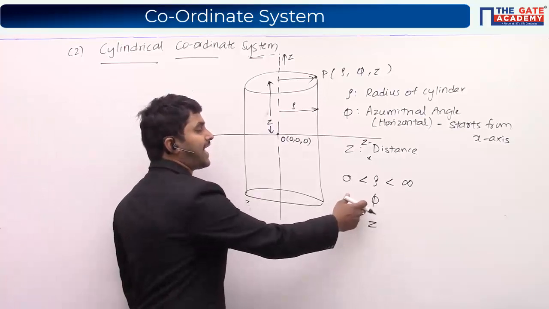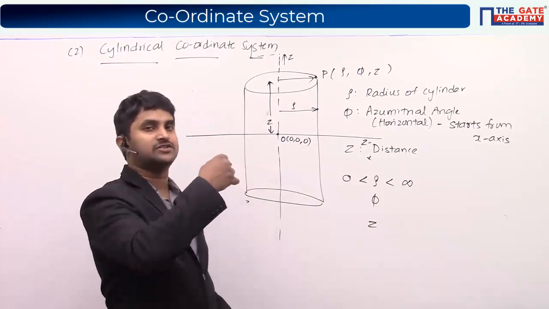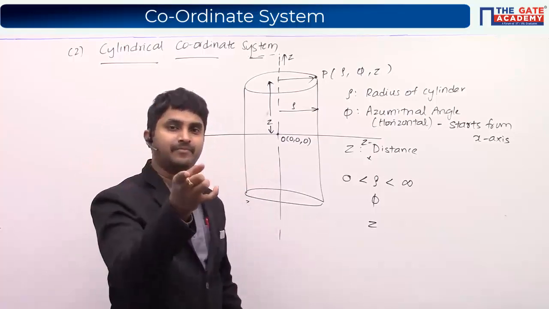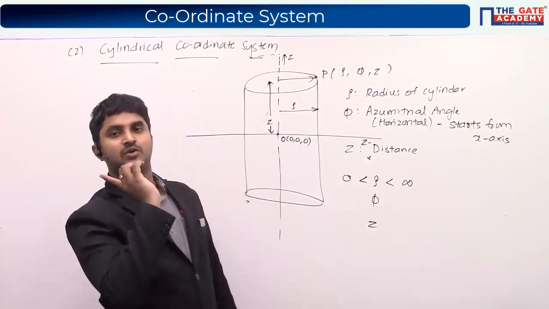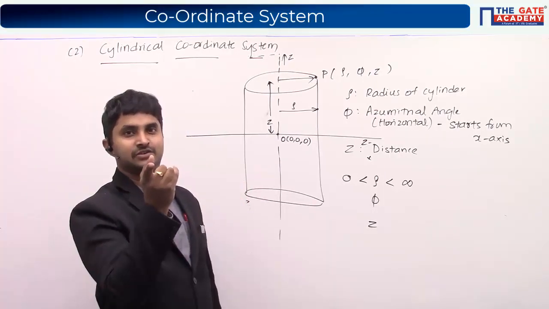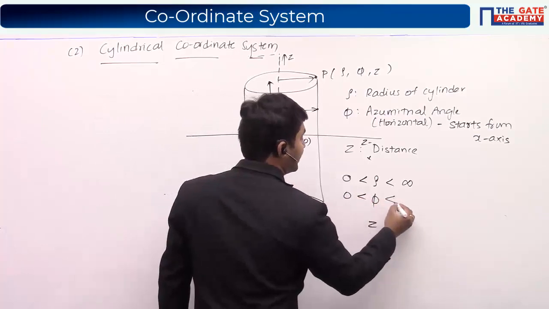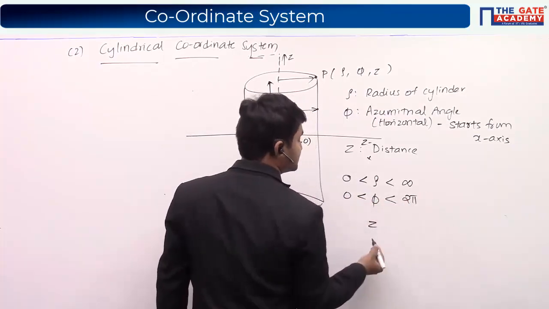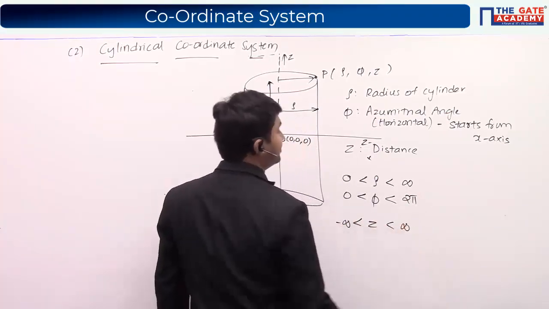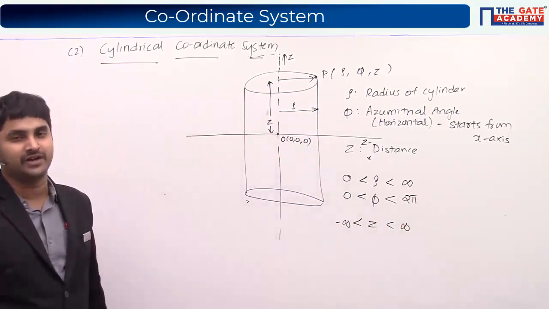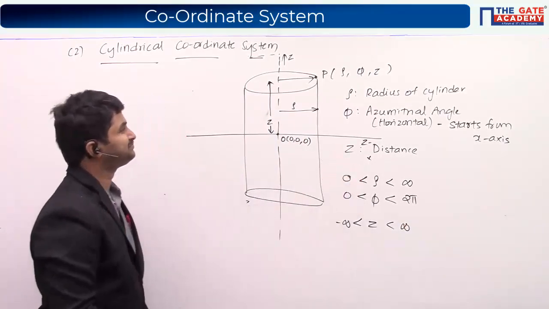What about phi, the angle? The angle starts from here, goes here, goes here, goes here, and comes back. Okay? So 0, 90 degrees, 180 degrees, 270 degrees, 360 degrees. So I can write 0 to 2 pi radians. And z, as you all know, is minus infinity to infinity. This is nothing but the range of the different coordinates that we have considered.